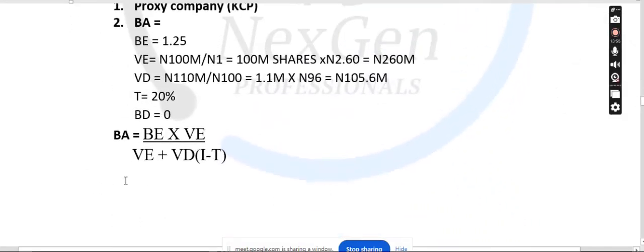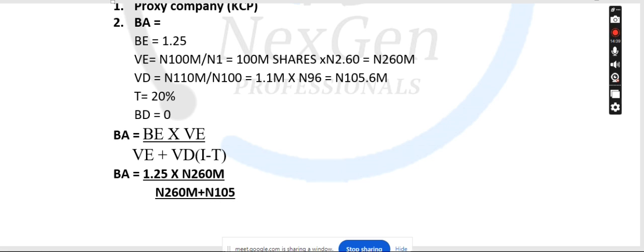So what is our final figure? Beta A equals, what is the final figure? Beta E is 1.25 times VE. What is our VE? 260 million. Plus the value of debt. What is the value of debt? 105.6 million, times open bracket 1 minus tax rate. What is the tax rate? 20%, which is 0.2.